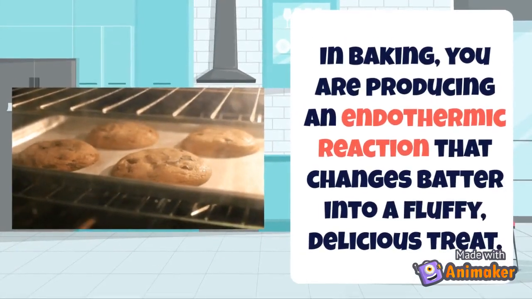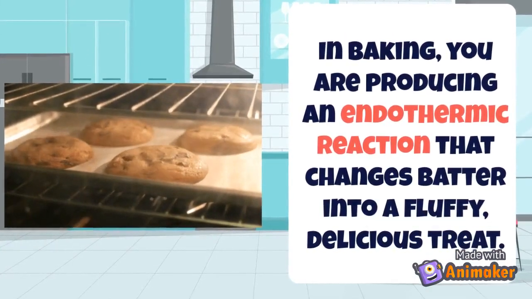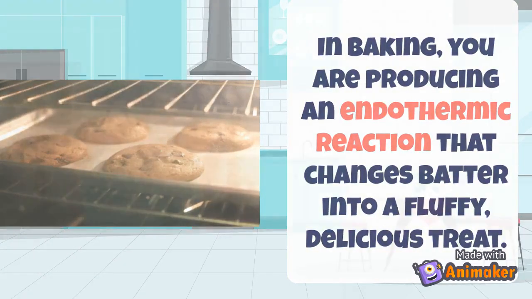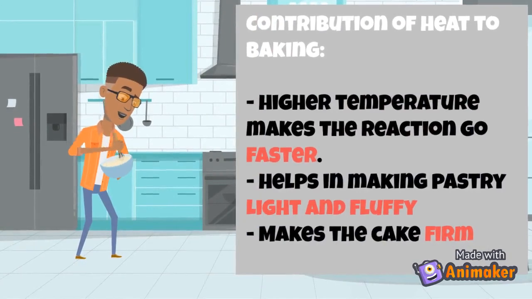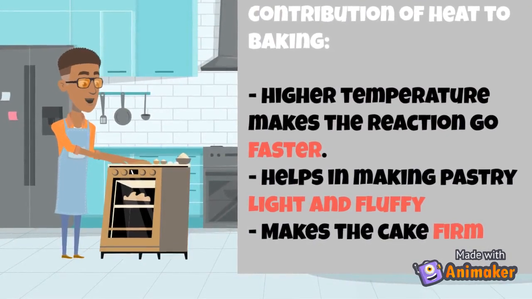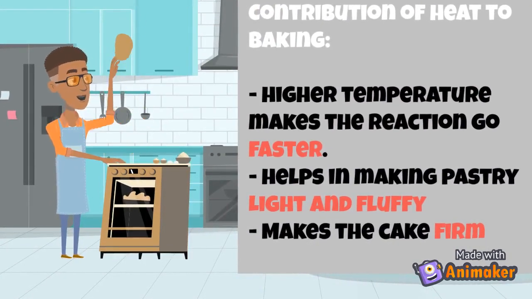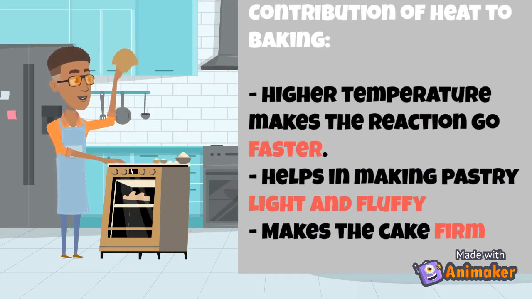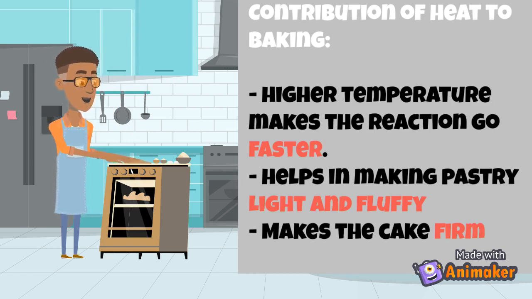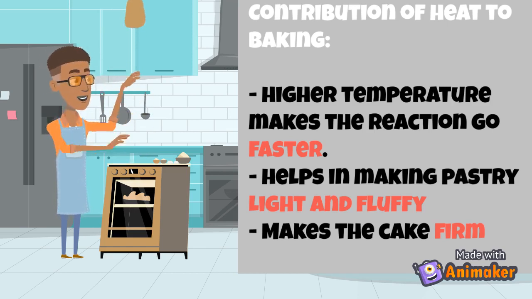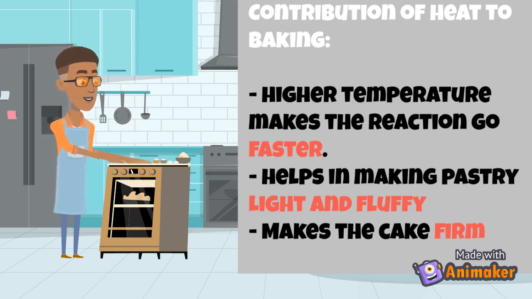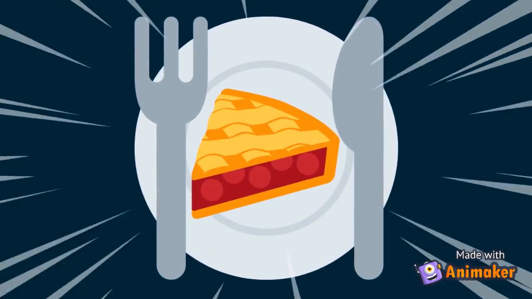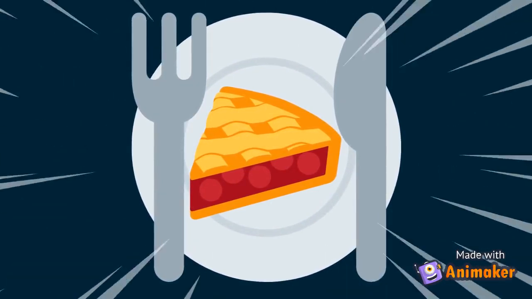In baking, you are producing an endothermic chemical reaction that changes batter into a fluffy delicious treat. Heat has a lot of significant contribution in baking. Increasing the temperature makes the reaction go faster. Heat also helps baking produce tiny bubbles of gas, making the pastry light and fluffy. Lastly, it causes protein from the egg to change and make the cake firm. Knowing how to control the reaction in baking will give us the best pastry in town.